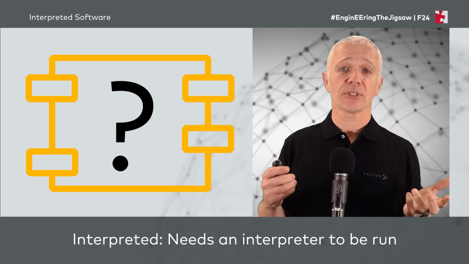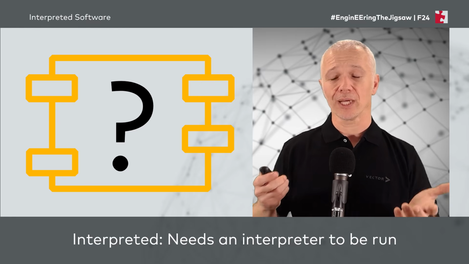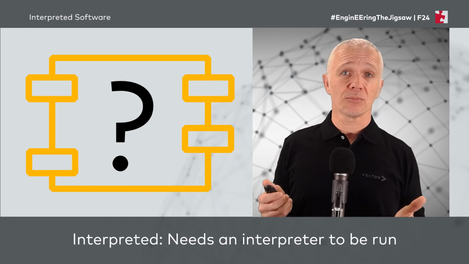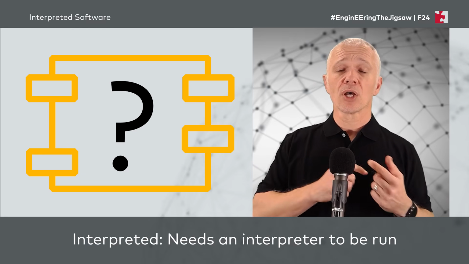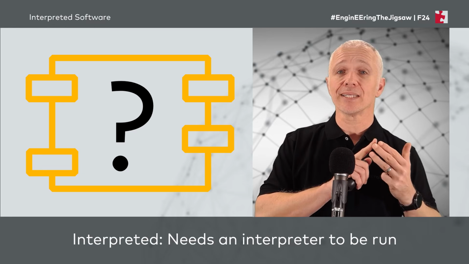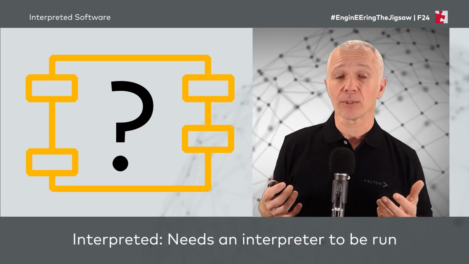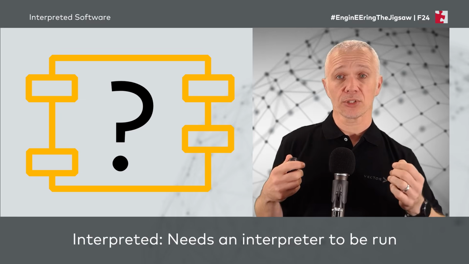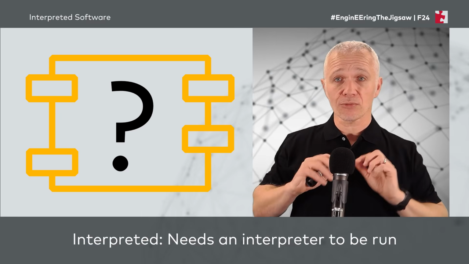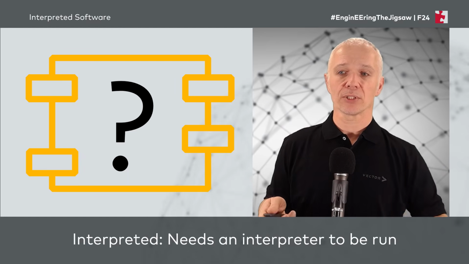In the case of interpreted software, interpreted means we need an interpreter to run the software. That sounds a bit like a tautology, but you may well know interpreted software. So if you use Python, JavaScript, or Scratch, these are typically interpreted languages that are used in software development. The advantages of using an interpreter is that it's easy to see the effect of a change. You can change your software and run it again immediately, which is great if you're doing prototyping.